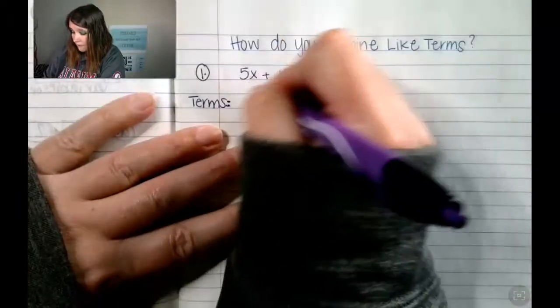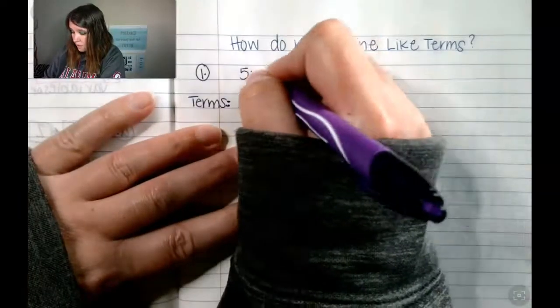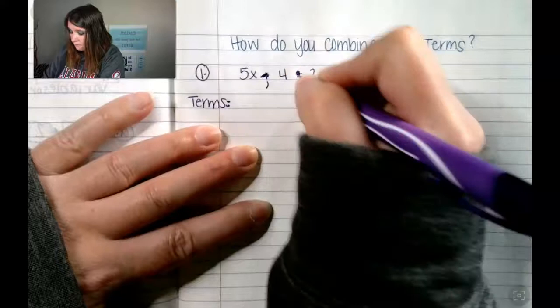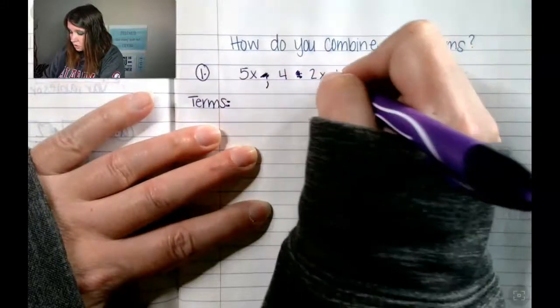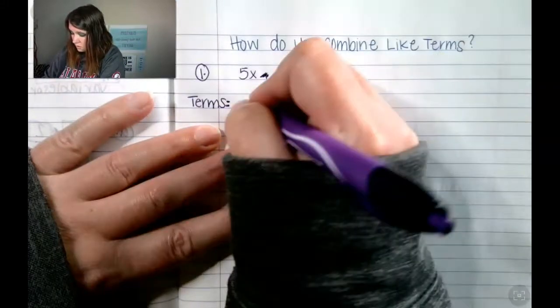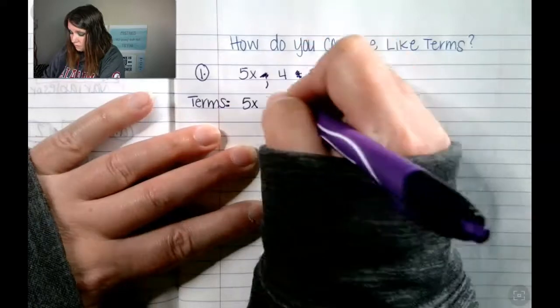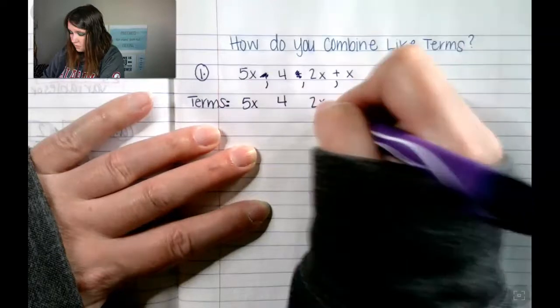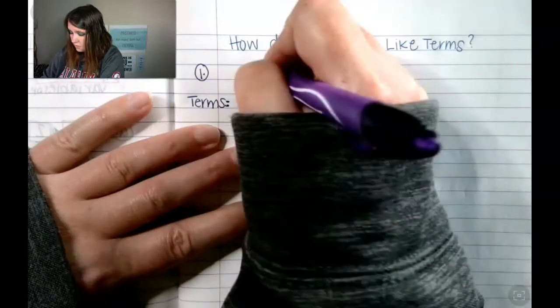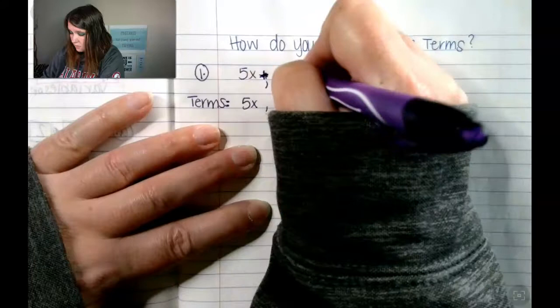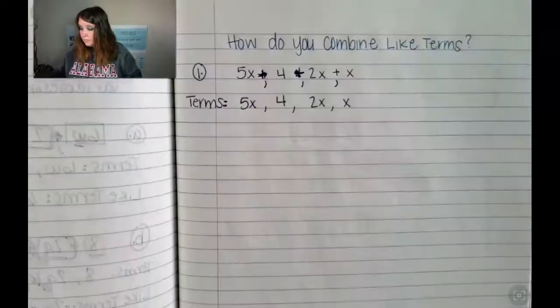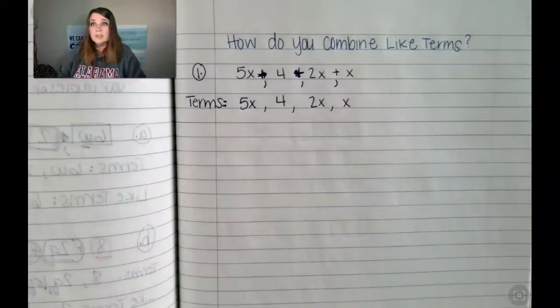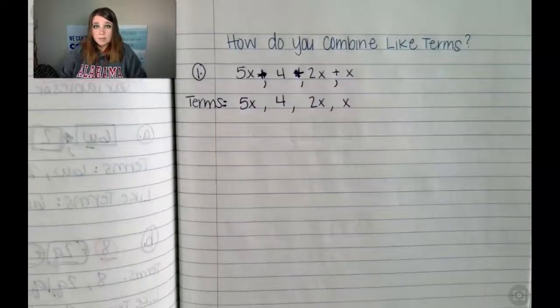So again, we have 5x, we have 4, we have 2. So 5x, 4, 2x, and x. Okay, I probably should not have crossed that out, sorry. Okay, there we go. Now we're going to write down our like terms.